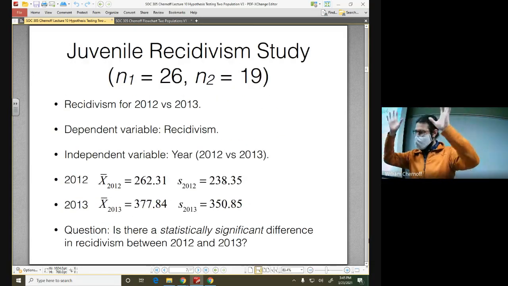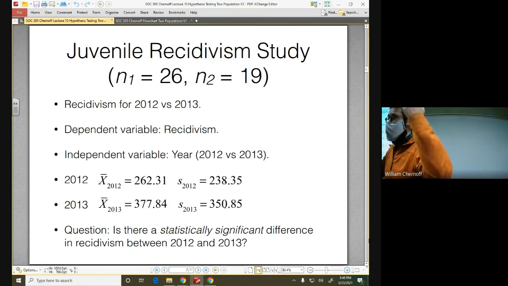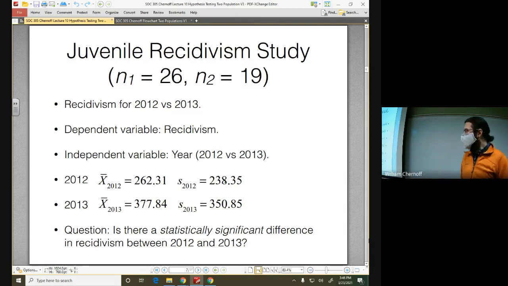So let's consider an example. I do a lot of work with the juvenile court. I'm interested in things like recidivism. I want to know why some youth take longer to reoffend compared to others. So I might be interested in comparing 2 years.